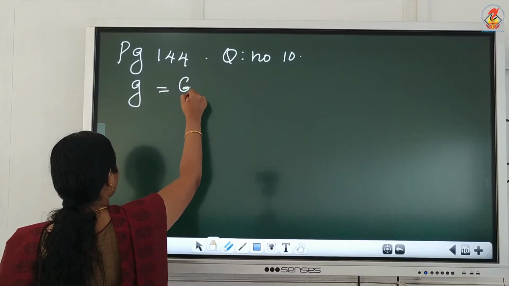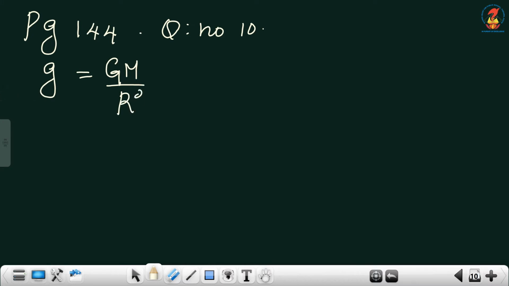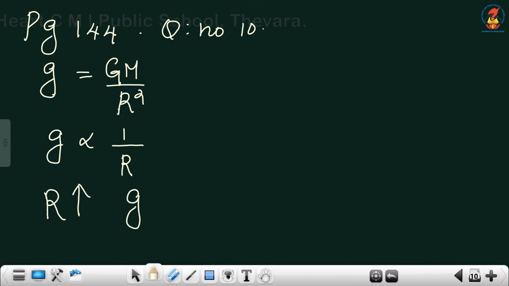g is equal to GM by r square, where g is the acceleration due to gravity and r is the radius. That is, acceleration due to gravity and radius are in inverse proportion. That means as radius increases, acceleration due to gravity decreases, and as radius decreases, acceleration due to gravity increases.